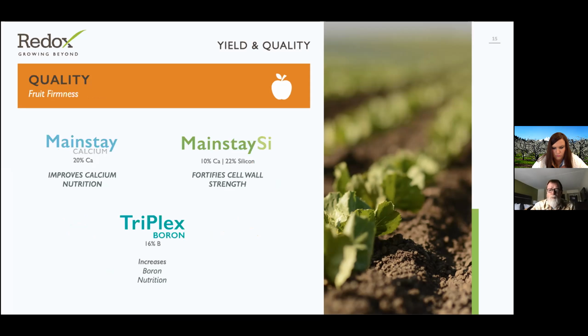Mainstay Calcium, we've had conversations about that. Mainstay SI, these are all also organic certified as well as H85. Triplex Boron, we haven't talked about. That's a 16% boron. You can get good increases in boron nutrition from that.